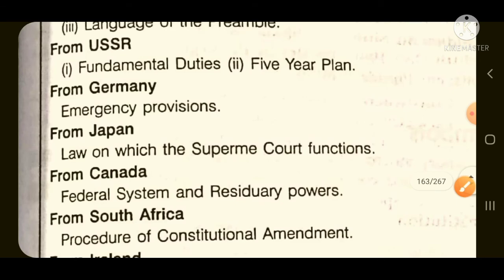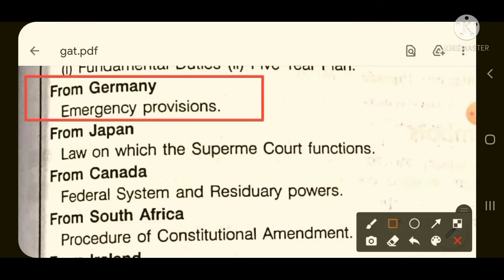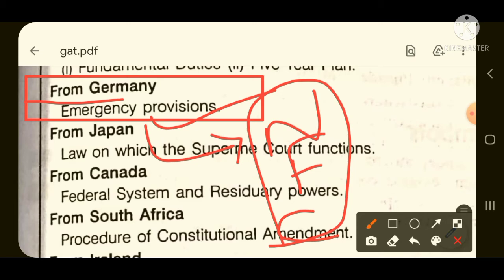Next thing is from the Constitution of Germany. From the Constitution of Germany we have borrowed the emergency provision, like the president has the power to declare emergency in any of the states. That emergency provision we have borrowed from the country of Germany. It is called national emergency, financial emergency and constitutional emergency. There are 3 kinds of emergency in our constitution.